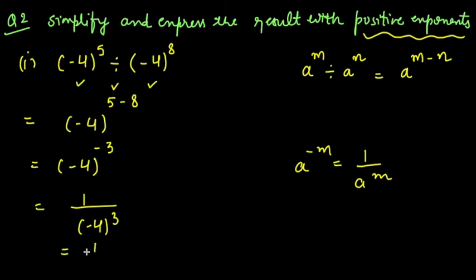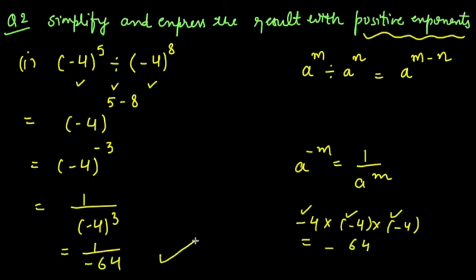And if you want to expand it further, it will be minus 4 into minus 4 into minus 4. When you have an odd number of negative signs, 1, 2 and 3, in multiplication, your answer will be negative. 4 4s are 16 and 16 4s are 64. It means 1 upon minus 64 will be your answer.